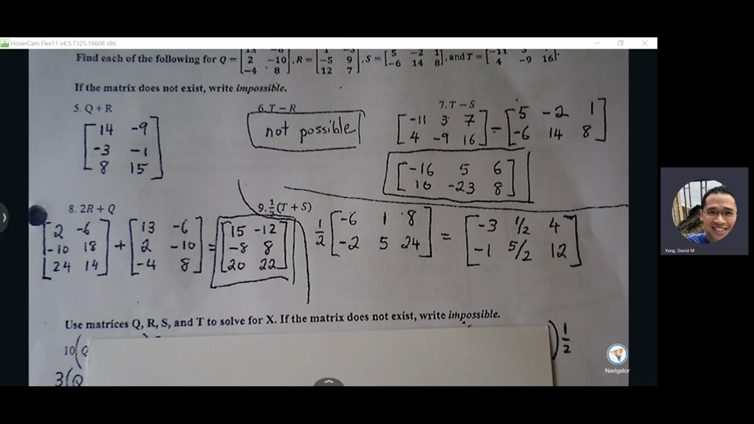Check your answers, 5 through 9. Number 9, you could do two different things. You can add t plus s together and then multiply through by 1/2. Or you can multiply each of the individual matrices by 1/2 first and then add the rest together. So it's up to you. Either way is fine.